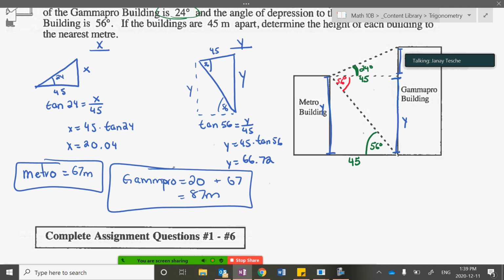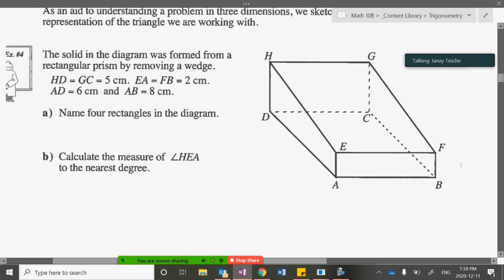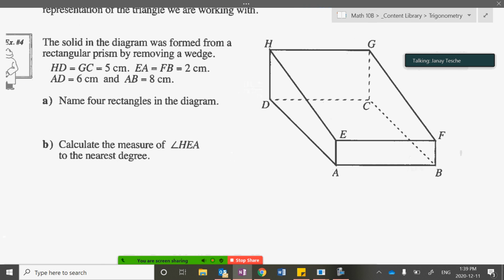So our last question that we're going to go through is a bit of a doozy, quite frankly. What's really hard about this next one is that if you're not a visual person, it's hard to see the different triangles you need. So I'm going to go through it as best as I can.